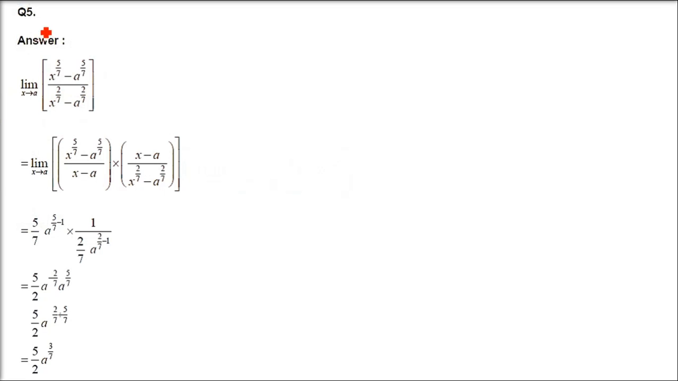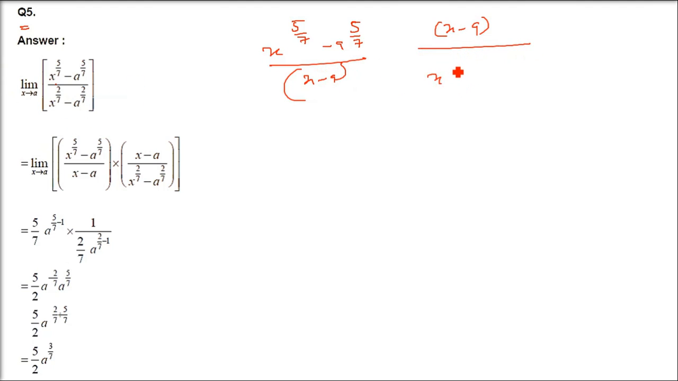Next is question number 5. So same as the question which we did just now, the fourth question. Here we'll deal with the numerator and denominator separately. Same formula we are going to use. But how to make this formula work here? We are adding this x minus a by ourselves. So x minus a I am putting in the denominator. So the same we have to put in the numerator because it doesn't exist, so we have to cancel it. It will be cancelled. So you have x to the power 2 by 7 minus a to the power 2 by 7.